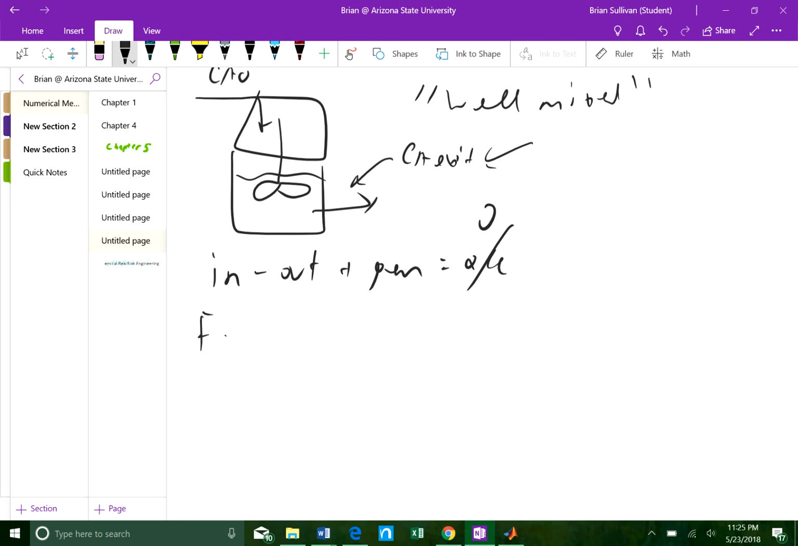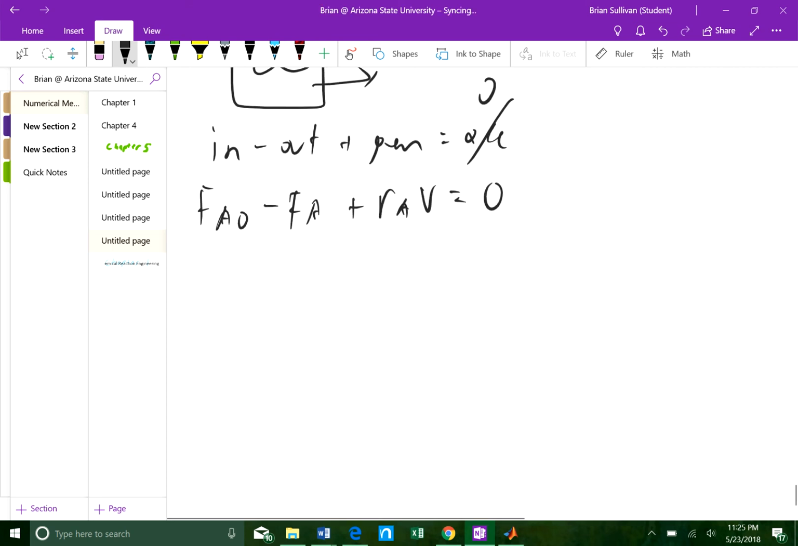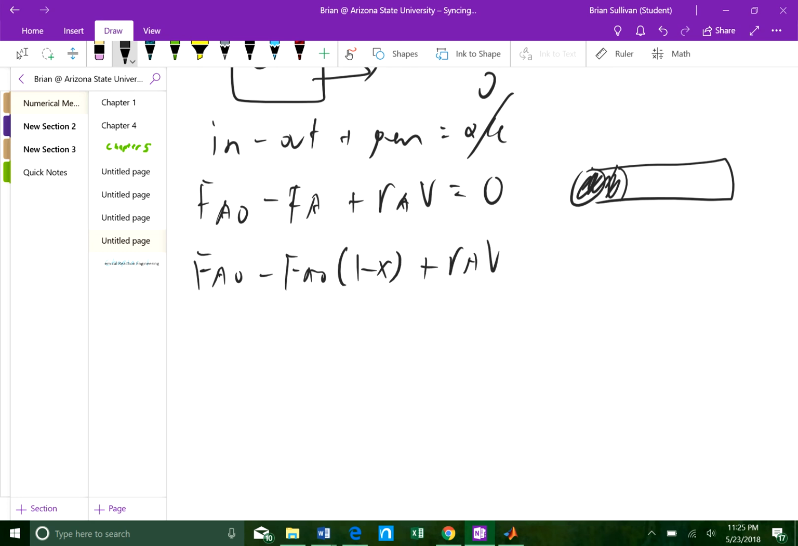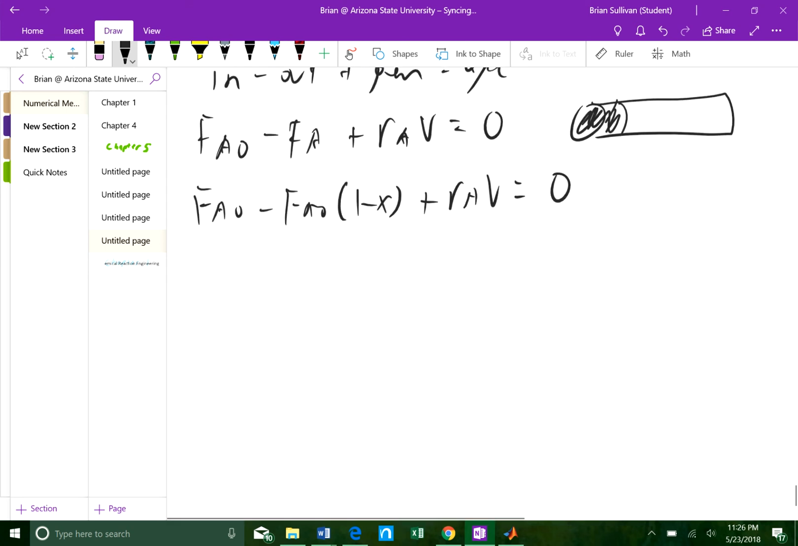So FAO goes in, minus FA that comes out, plus RAV, where V is the volume, equals 0. Now, we did the incremental step theorem in the PFR. We're not going to use that this time. We're simply going to use the definition we're used to working with. That's what we're going to do for the CSTR, so the analysis becomes real easy. We usually want to solve for V because that's what they call sizing a reactor.